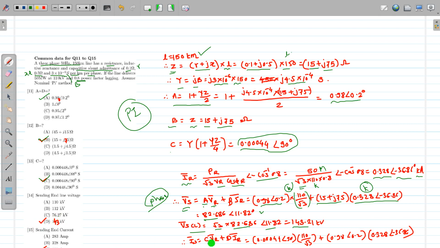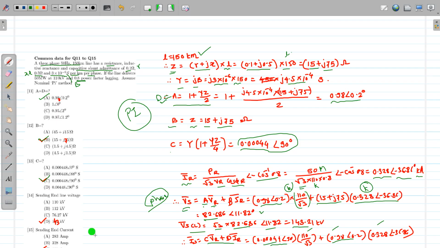Similarly, Is is equal to CVR plus DIR. I have determined that A is equal to D. So all values are substituted as given in the previous one. Only here it is C and only here it is D. If you calculate it, it will give you approximately 315 ampere or something. So you calculate this value and comment to me in the chat box.